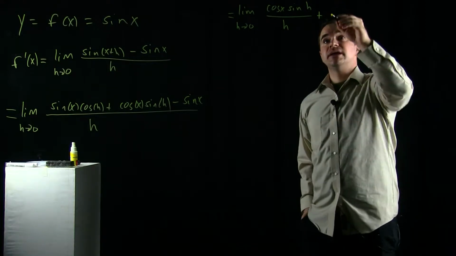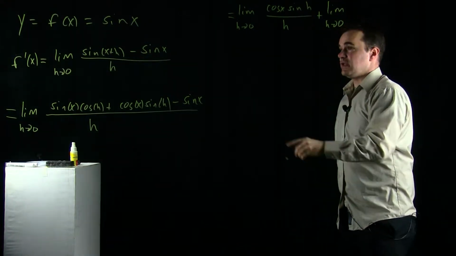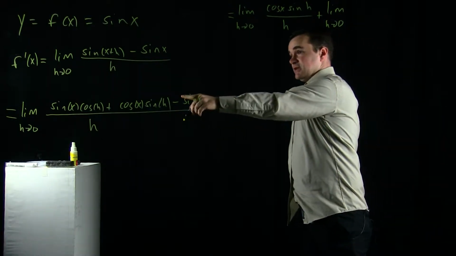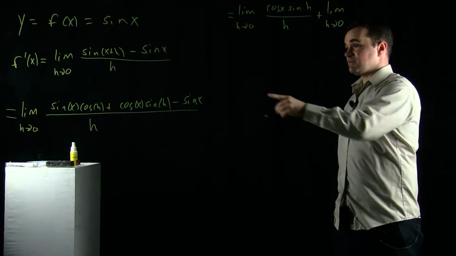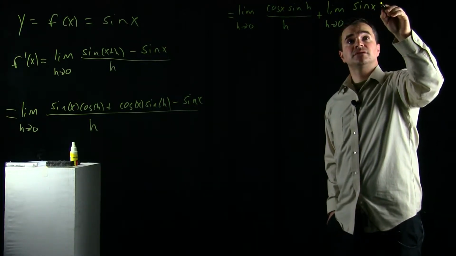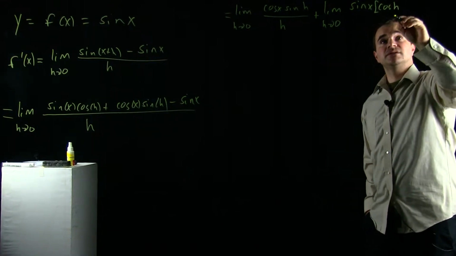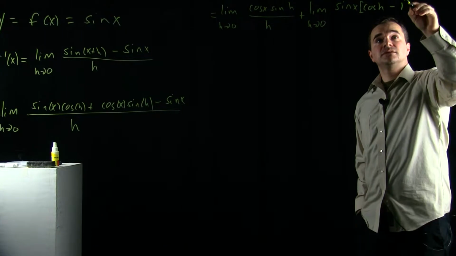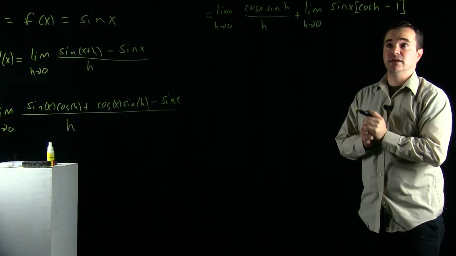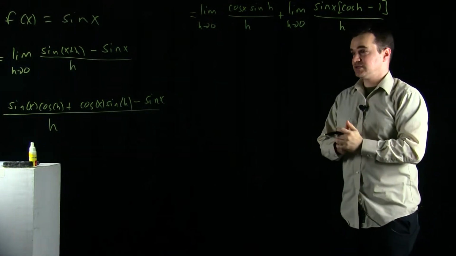So I'm going to be looking at the limit as h goes to 0. Now of the remaining terms, that's going to give me sine of x times cosine h minus sine of x. So sine of x times cosine of h minus sine of x. See, and I also factored out the sine of x as I was writing that there for you. And the whole thing is divided by h.